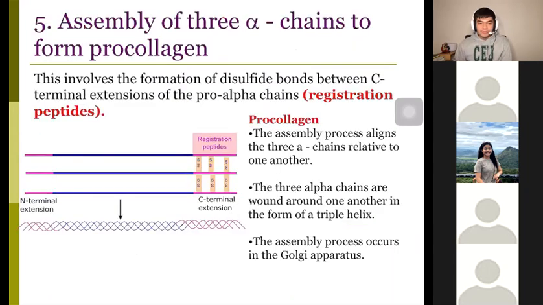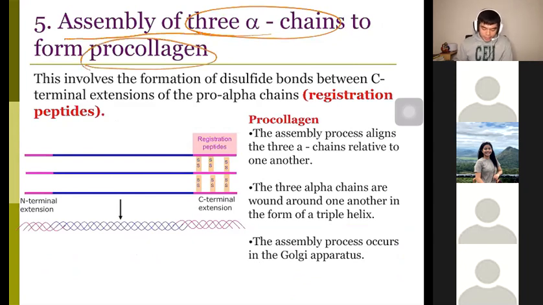Next, step 5. Proceed tayo sa step 5. So lahat ng diniscuss natin kanina sa rough ER nangyayari so far. Yung pag-hydroxylate at glycosylate. Now, ang susunod na mangyayari is assembly of 3 alpha chains to form pro-collagen. So this involves the formation of disulfide bonds between C-terminal extensions of pro-alpha chains. So what do we mean by that? Okay, dagdagan nyo to ha. Assembly of 3 pro-alpha chains. Okay, dagdagan nyo na salitang pro.